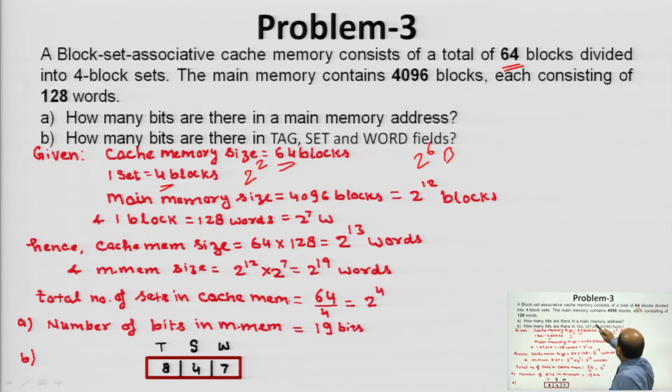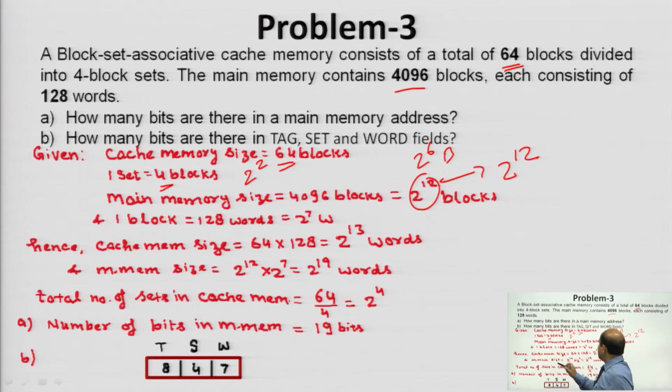In the next part, the main memory contains 4096 blocks, each consisting of 128 words. So, 4096 blocks means 2 to the power 12 blocks, and in each block there are 128 words. So, we can calculate the main memory size in terms of words by simply multiplying with 2 to the power 7. So, cache memory and main memory can be converted into number of words.